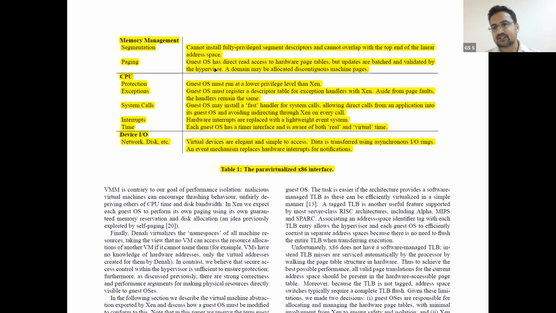Similarly, when you do paging, every virtual machine is running an operating system. They will do their own paging, and you will have paging at the host operating system. You require one additional conversion. Yes. So the guest operating system has direct read access to hardware page tables, but updates are batched. Reading is okay. Writing is not okay.